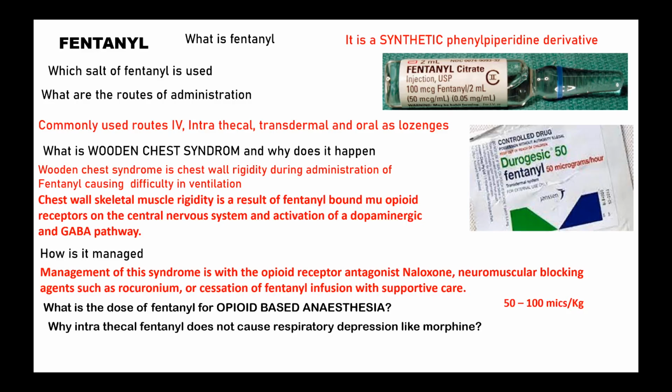Why does intrathecal fentanyl not cause respiratory depression like morphine? Lipid soluble. Very good. Due to high lipid solubility, it rapidly enters the spinal cord from CSF and does not travel high up like morphine. Whereas morphine is water soluble, so it will go up and directly suppress the respiratory center.